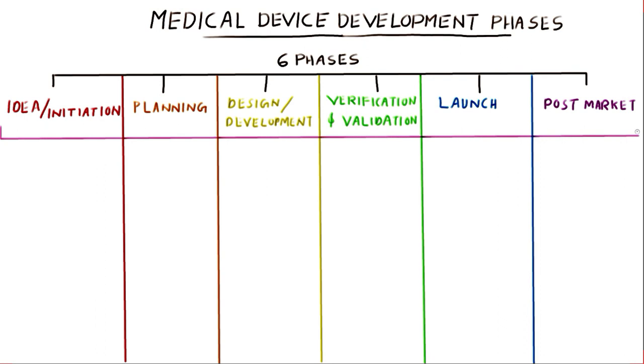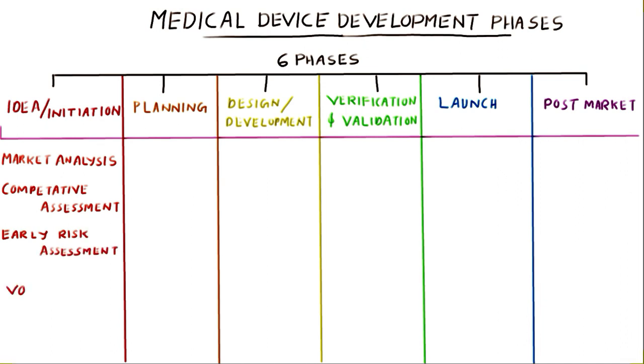Now we'll see the activities involved in each phase. The first phase, the concept or initiation. The medical device exists only as an idea. Each medical device begins as an idea to resolve a particular medical problem. So there is a list of activities involved: market analysis, competitive assessment, early risk assessment, financial feasibility study, voice of customer, and patent research. We will see details about each activity moving forward.